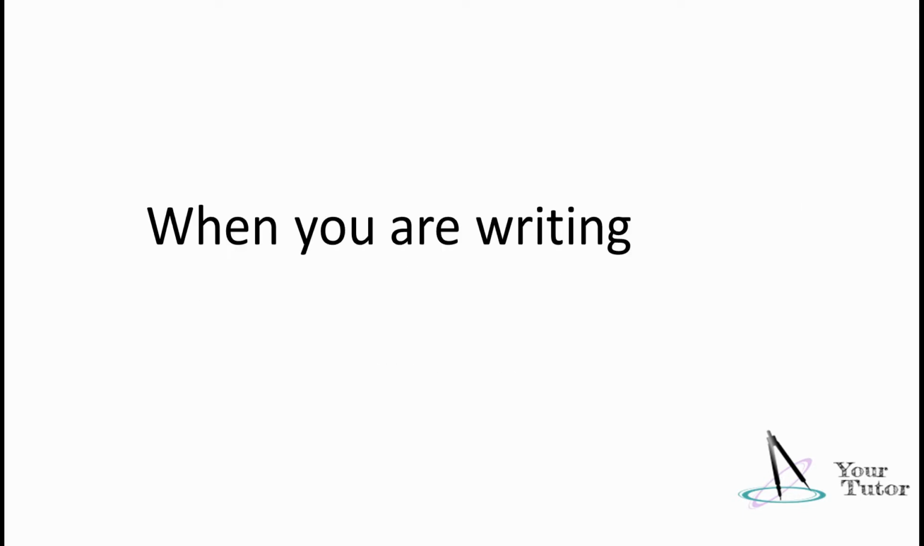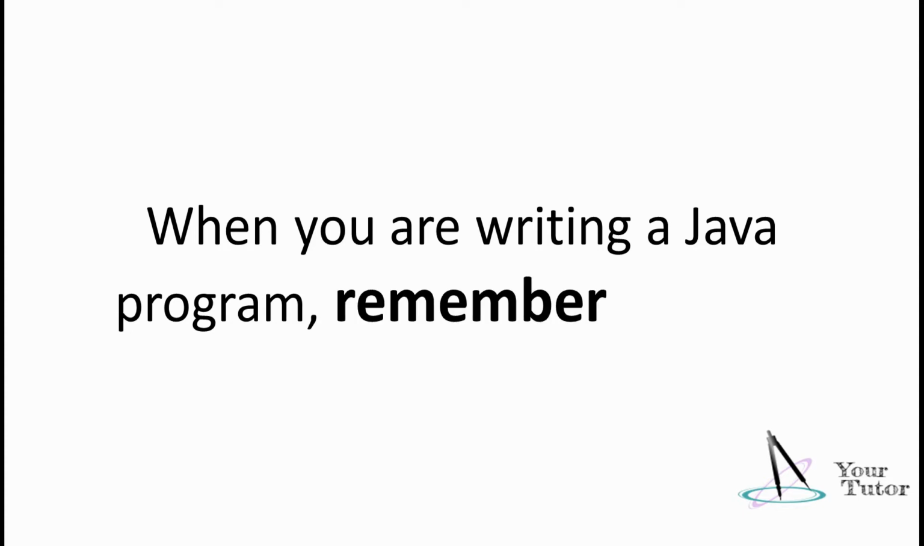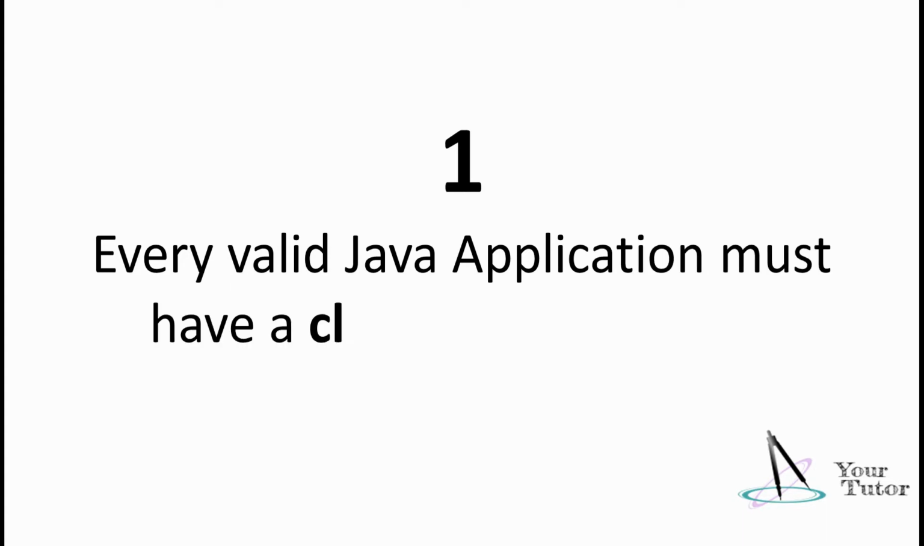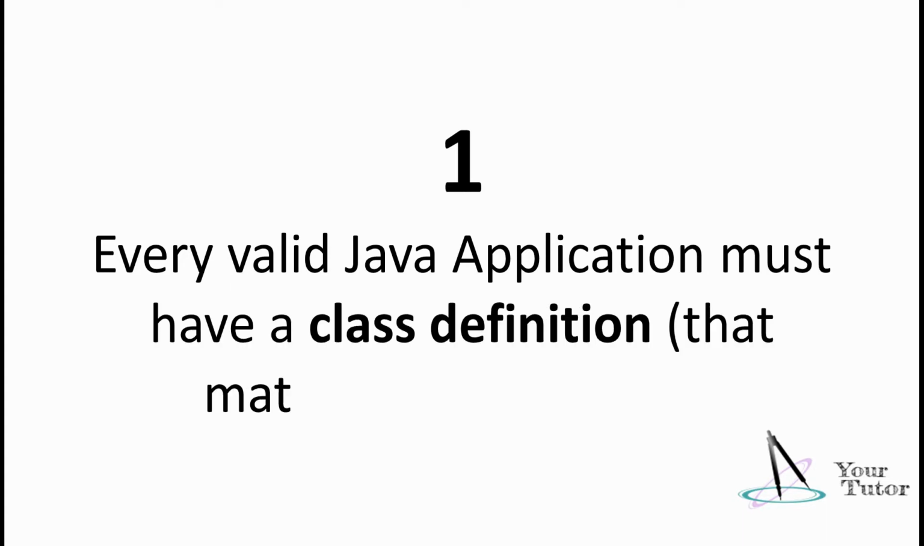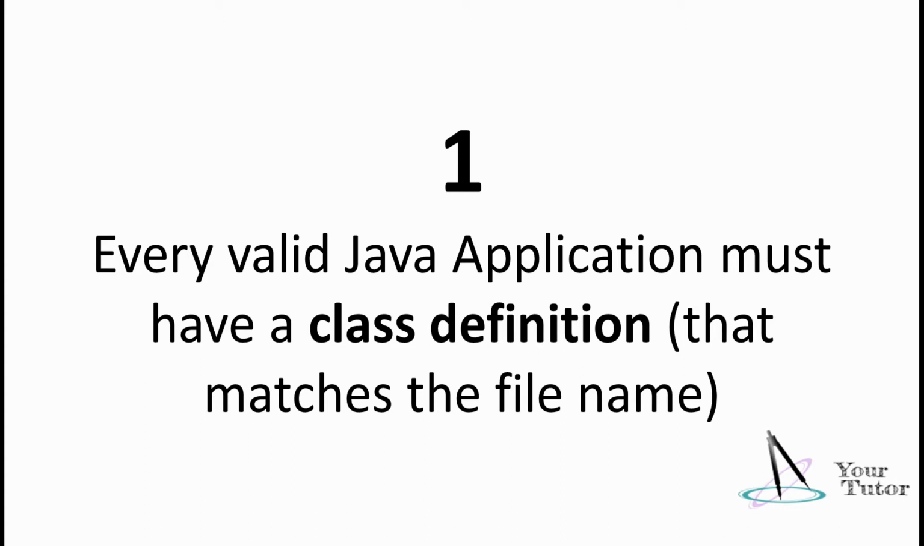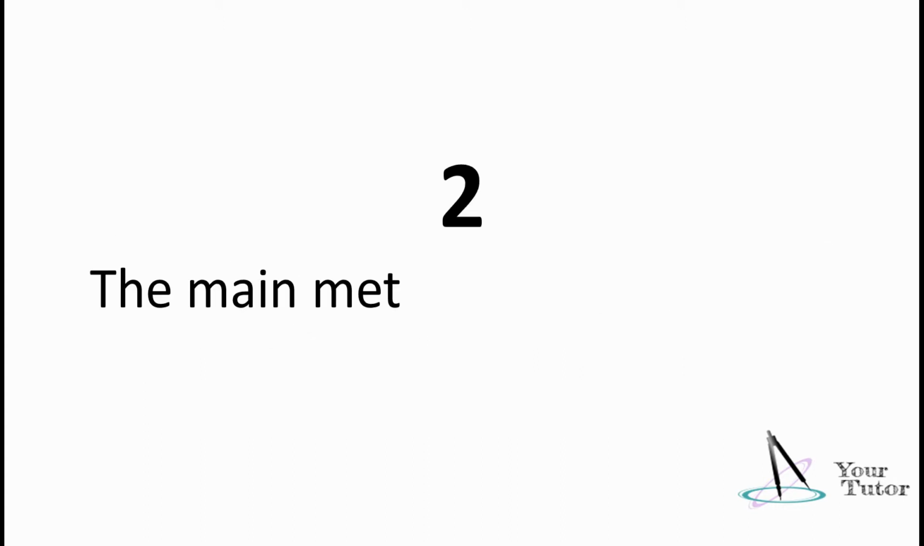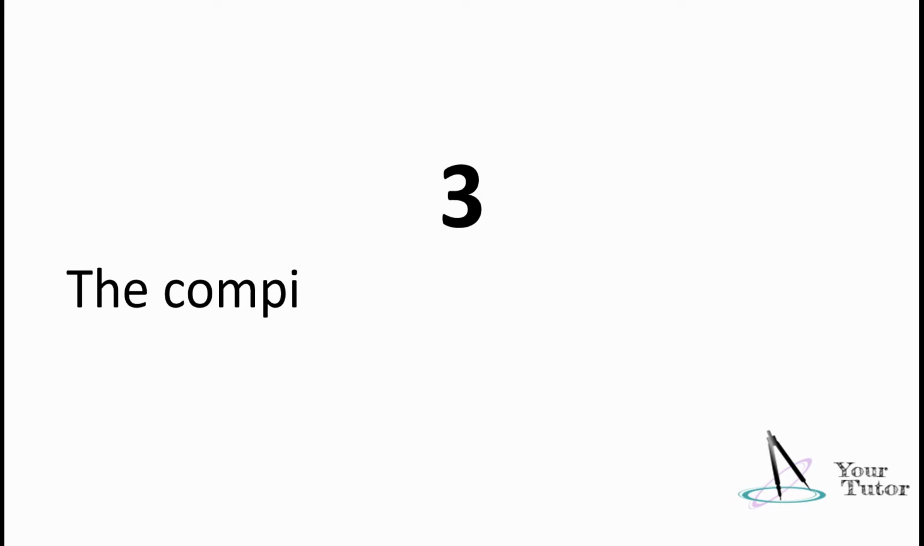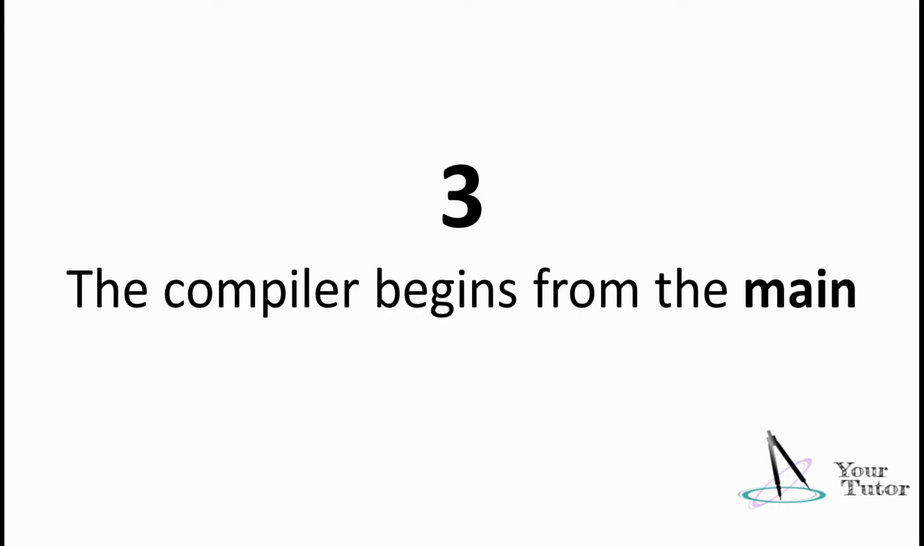When you are writing a Java program, remember these. 1. Every valid Java application must have a class definition, which means the class name must match with the file name. 2. The main method must be inside the class definition. 3. The compiler starts to execute from the main function.